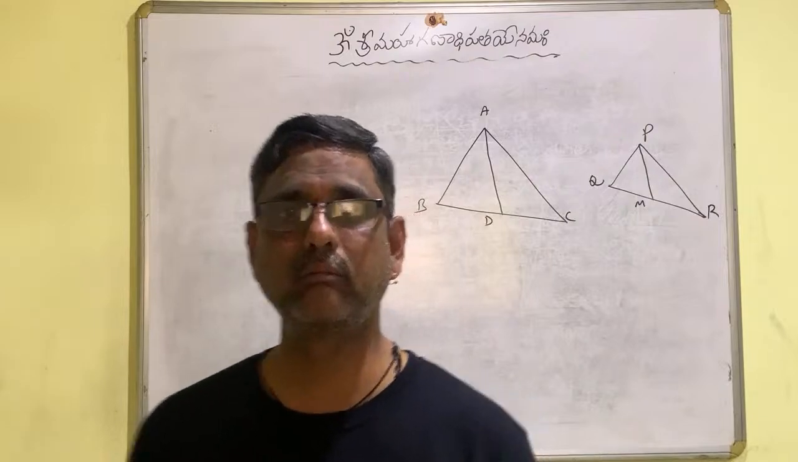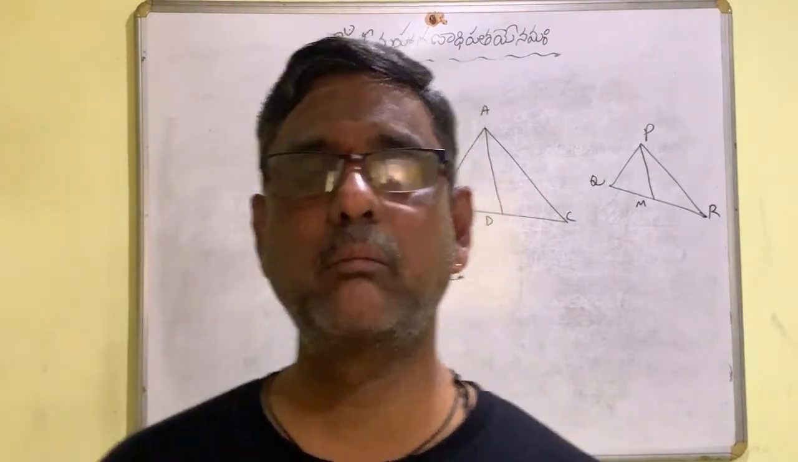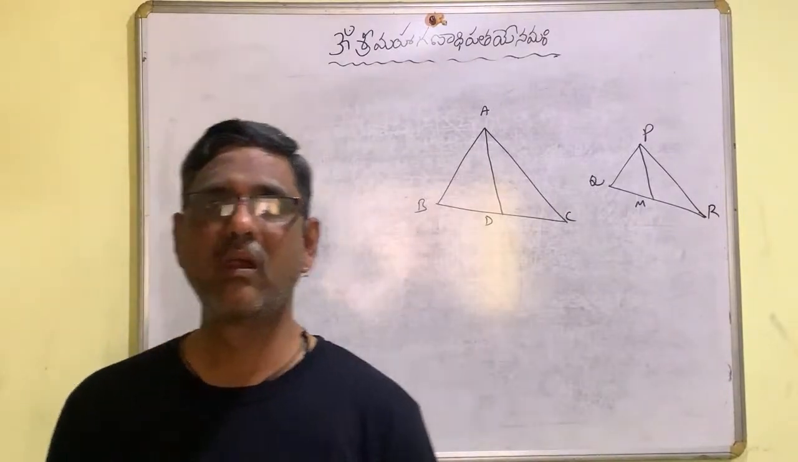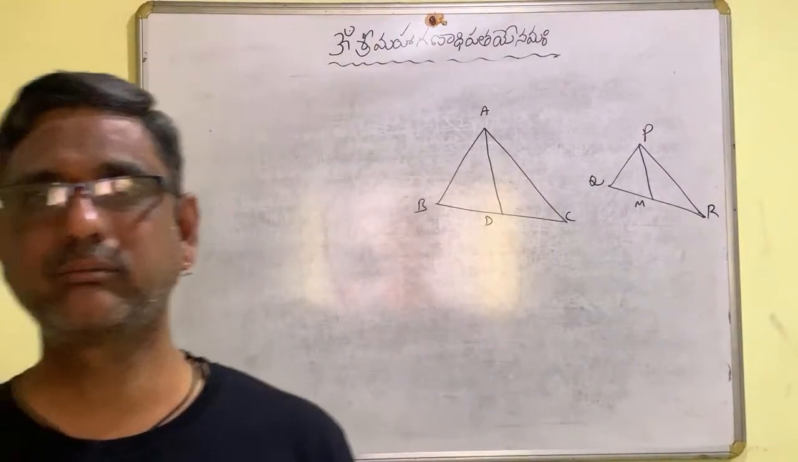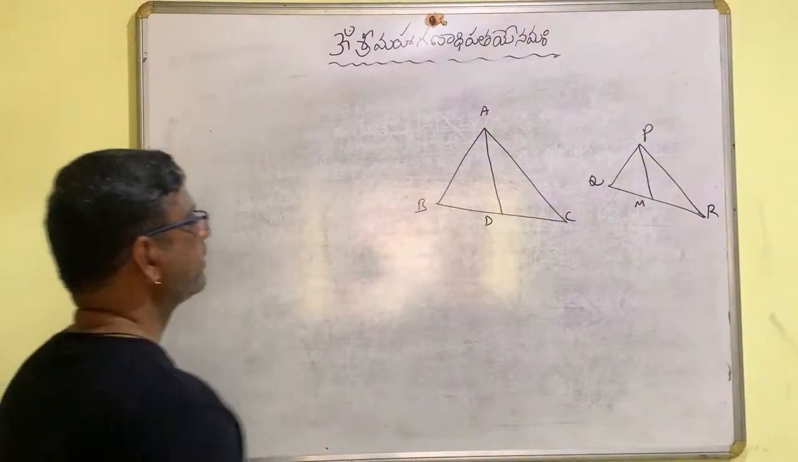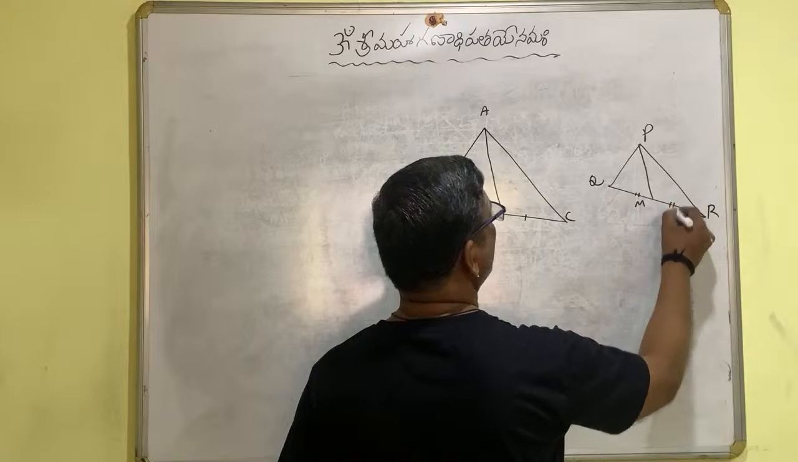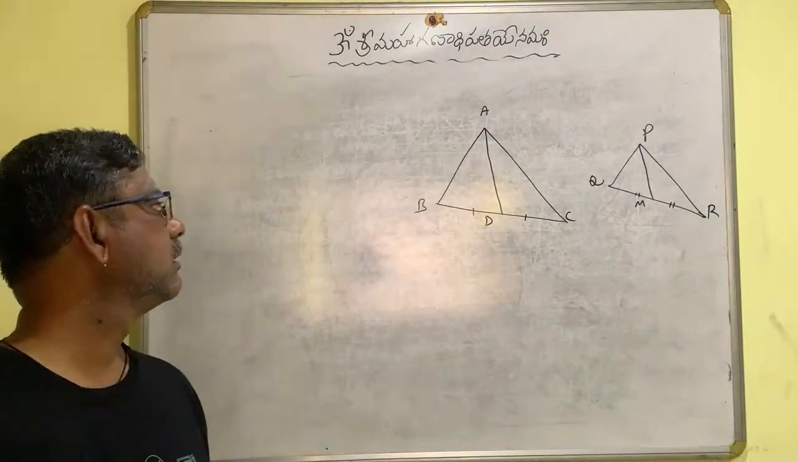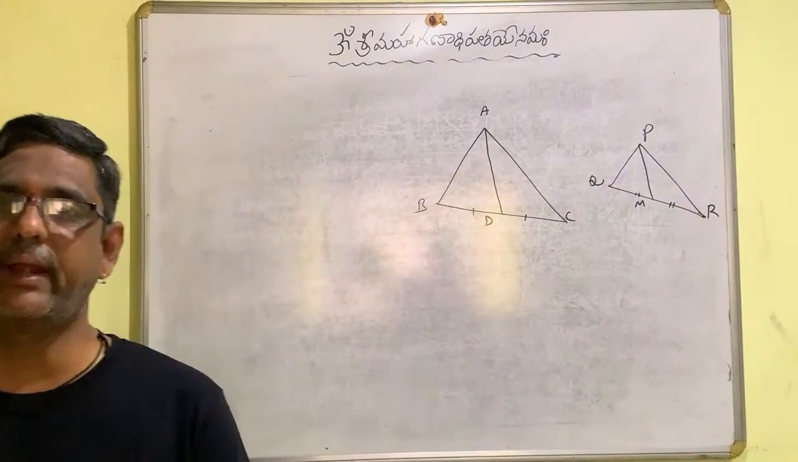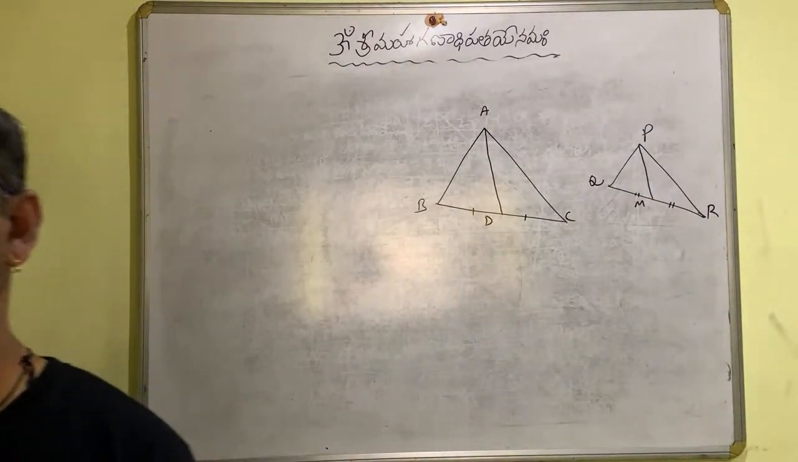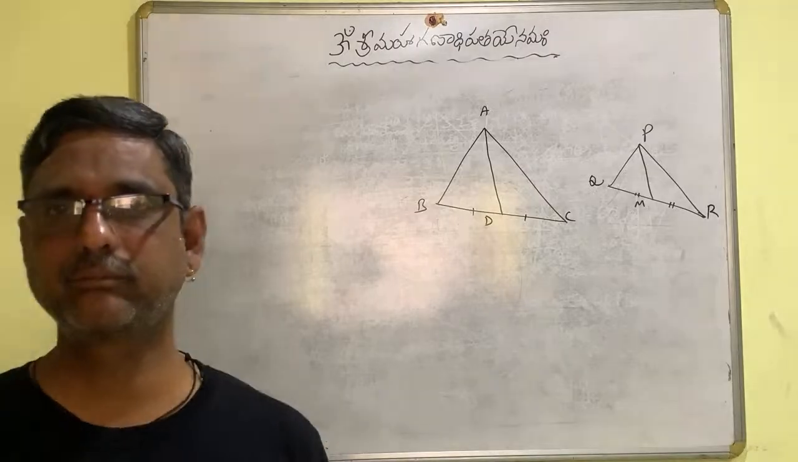There is a picture on the board. Kindly see, everyone. Two triangles are there: triangle ABC and a triangle PQR. AD is the median of triangle ABC and PM is the median of triangle PQR.